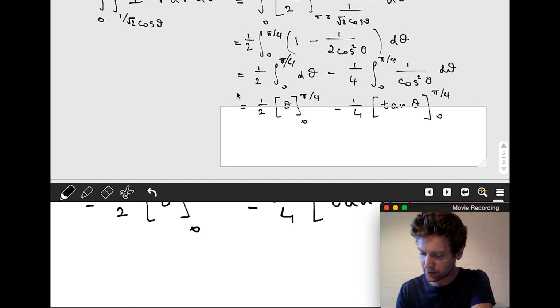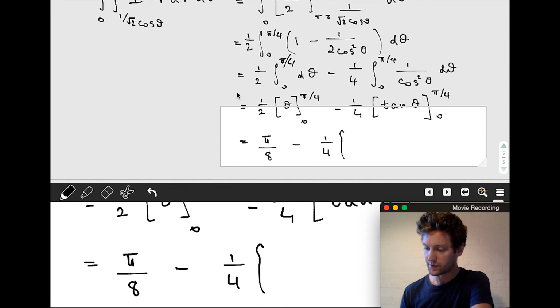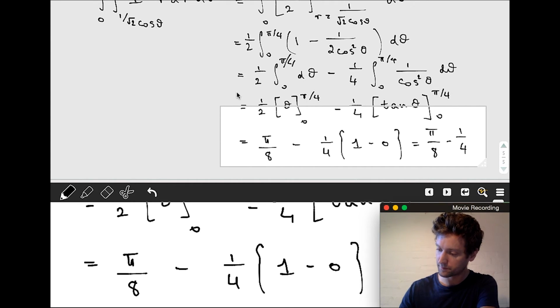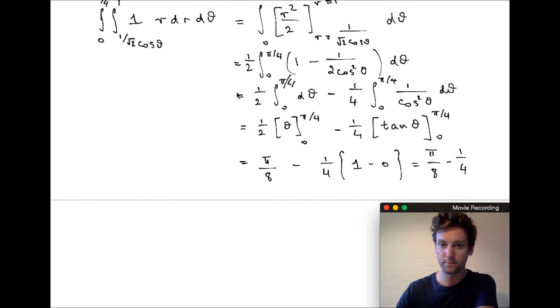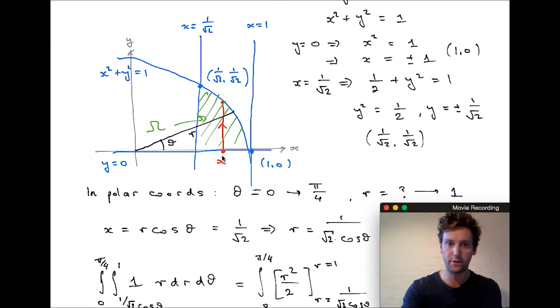Okay. So that gives us 1/2 of pi over 4, which is pi over 8, minus 1/4 of, so tan at pi over 4 is 1, and tan at 0 is 0. So I get pi over 8 minus 1/4. And so that's the area of the shape enclosed within this region of integration.